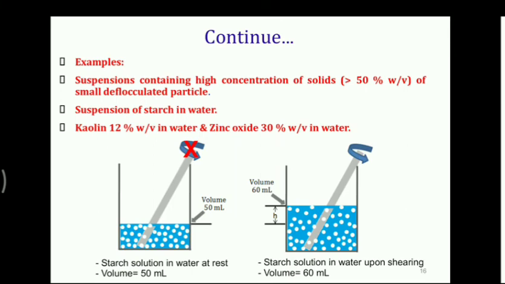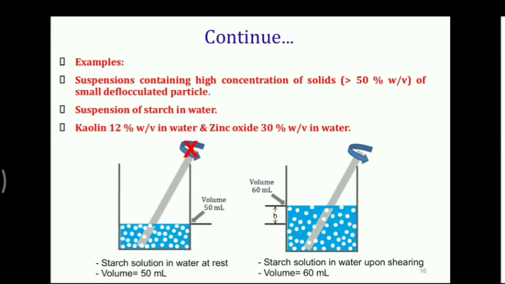Just to understand the concept of dilatancy, this diagram is shown. On the first side, a starch solution in water at the rest position has been taken. The initial volume, say, is 50 ml, without agitating or stirring this solution. So the volume is noted as 50 ml.